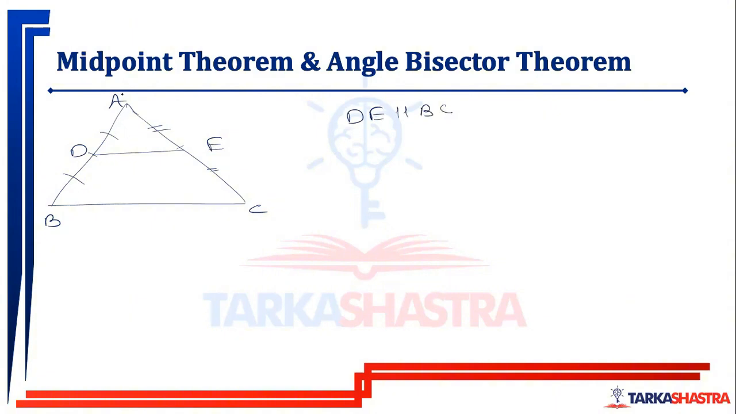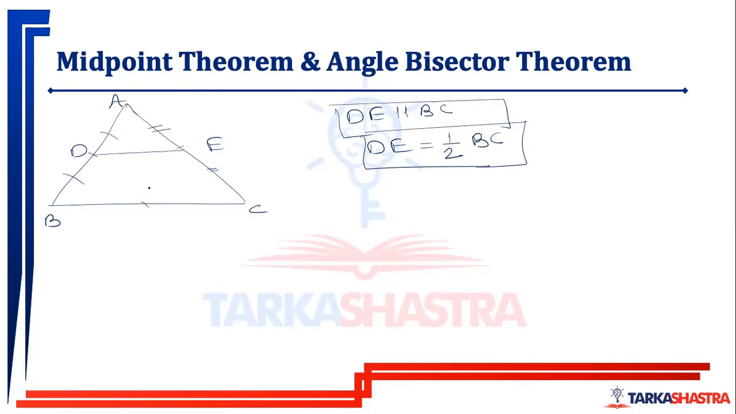Line joining midpoints of two sides of a triangle must be parallel to the third side. And line joining midpoints of two sides of a triangle is half of the third side. Line joining midpoints of two sides of a triangle is always half of the third side. This is applicable for any two sides.